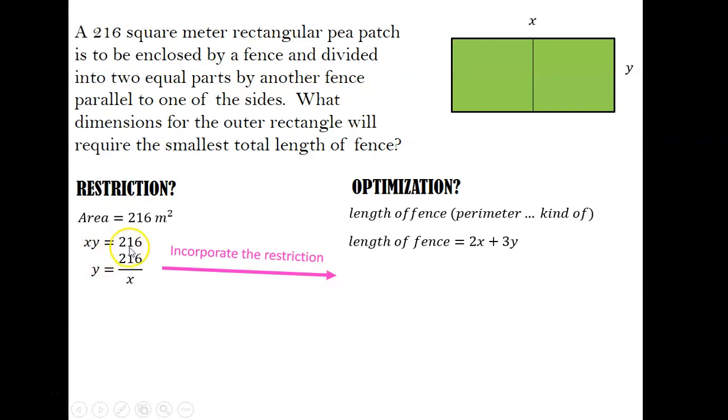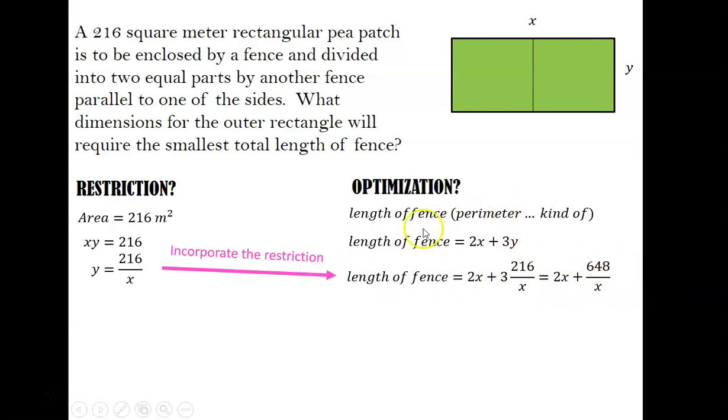So if you take xy equals 216, solve it for y, you get 216 over x, and then I'm just going to come over here and plug that in, do a little system of equations for y. So now the length of my fence is 2x plus 3 times 216 over x, which simplifies a bit to 648 over x, plus 2x, of course.